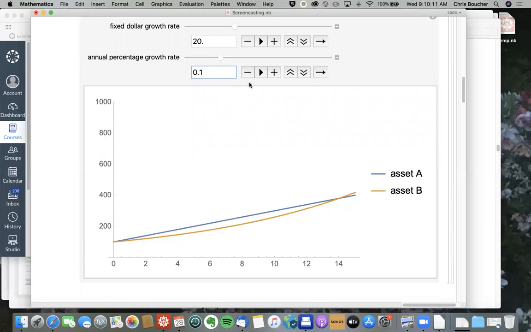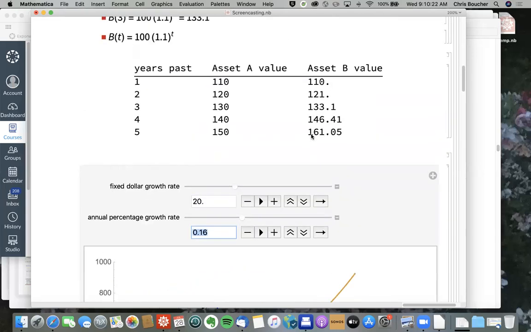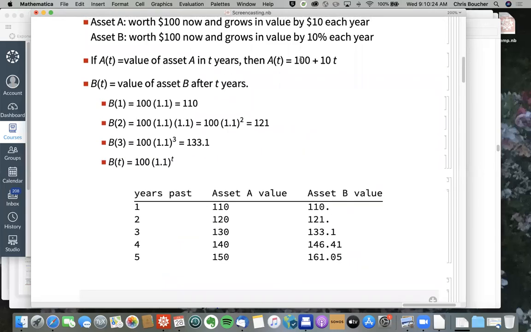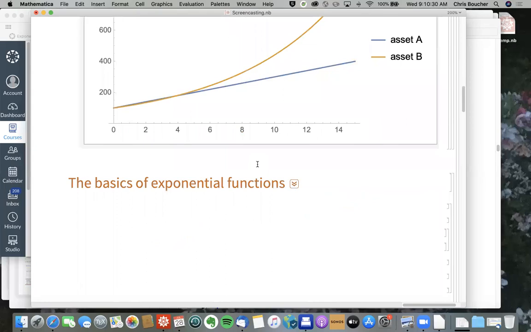And of course, if you turn up the percentage growth rate, you can see that asset B starts to do better. The orange curve goes up, so now it's growing by 16% per year. Okay, so we've got 2 sort of models here. We have a linear growth model for A, and an exponential growth model for B, and we'll talk more about exponential growth models now.